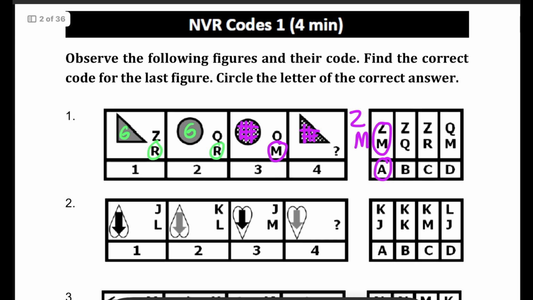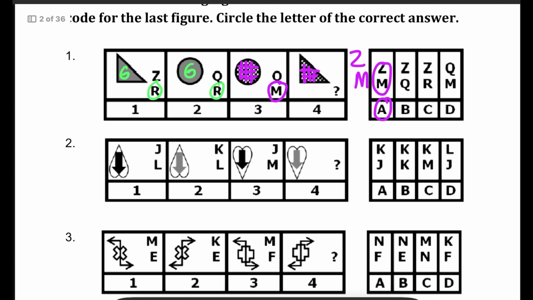Next question. So box 1 and 3 both have a J as the first letter, and they both have a black arrow. Box 2 and 4 have a grey arrow. The first letter here is a K, so the first letter here will be a K.